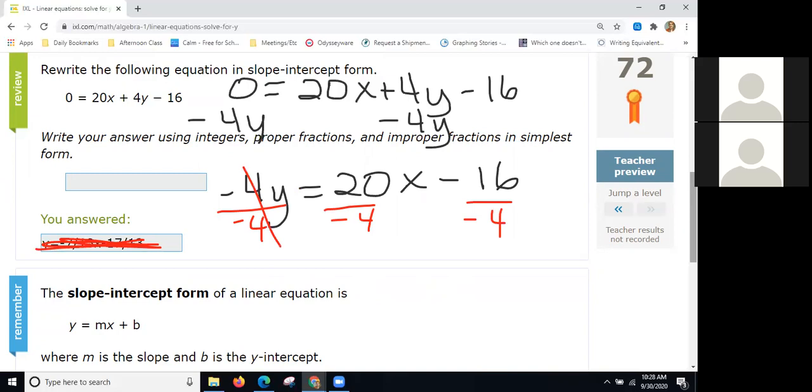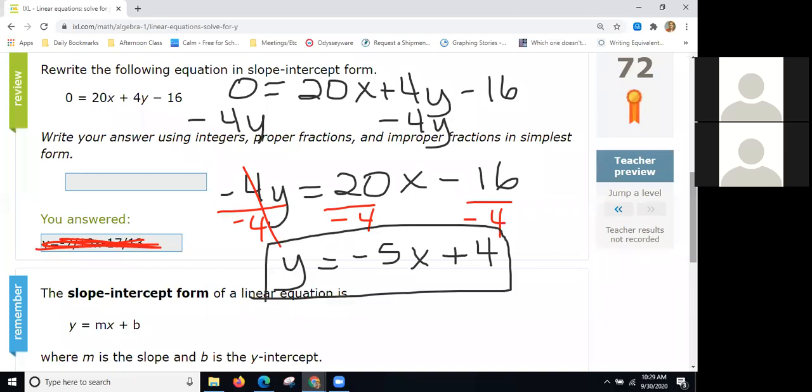It's okay, it doesn't keep my scores. So 20 divided by negative 4 is negative 5. That's still got the x. Negative 16 divided by negative 4 is plus 4. So this one turned out to look very neat, because the 4 divided evenly into those things.